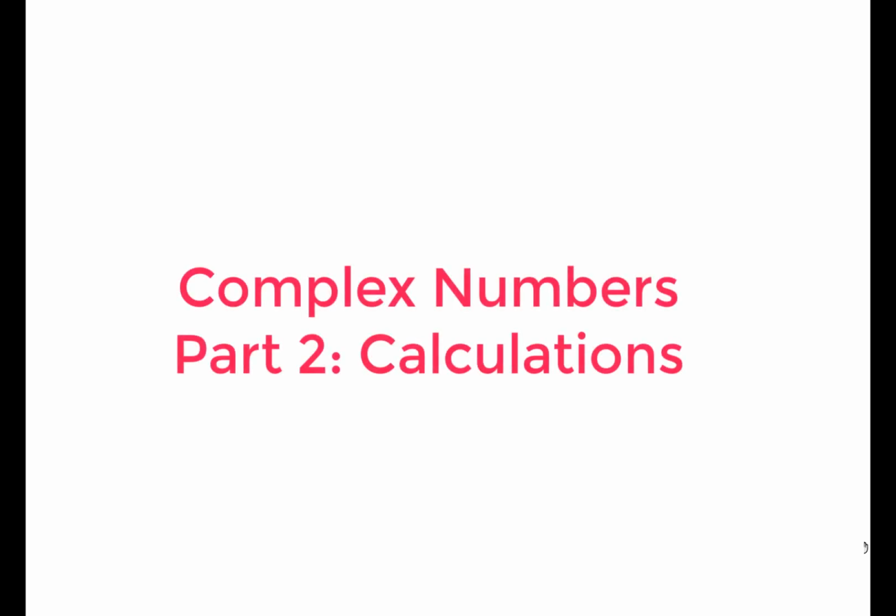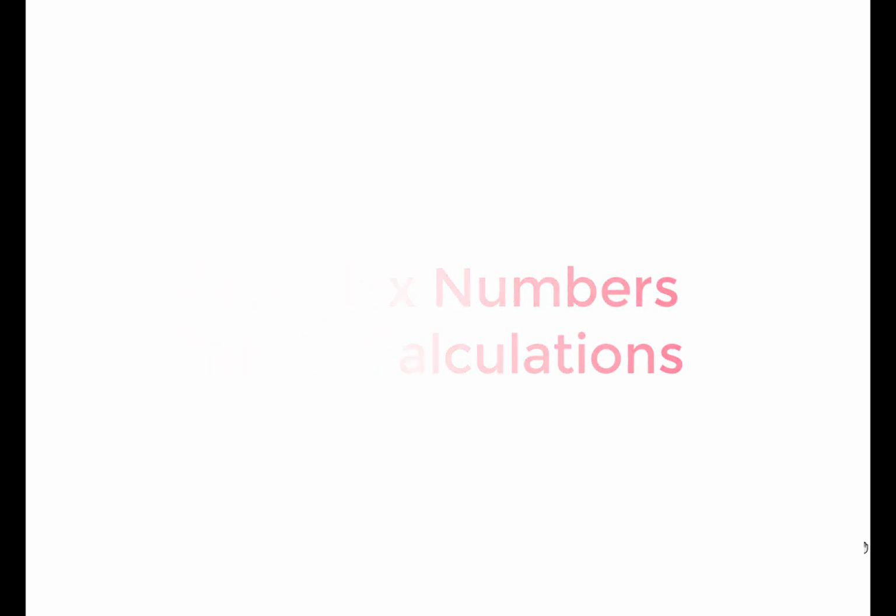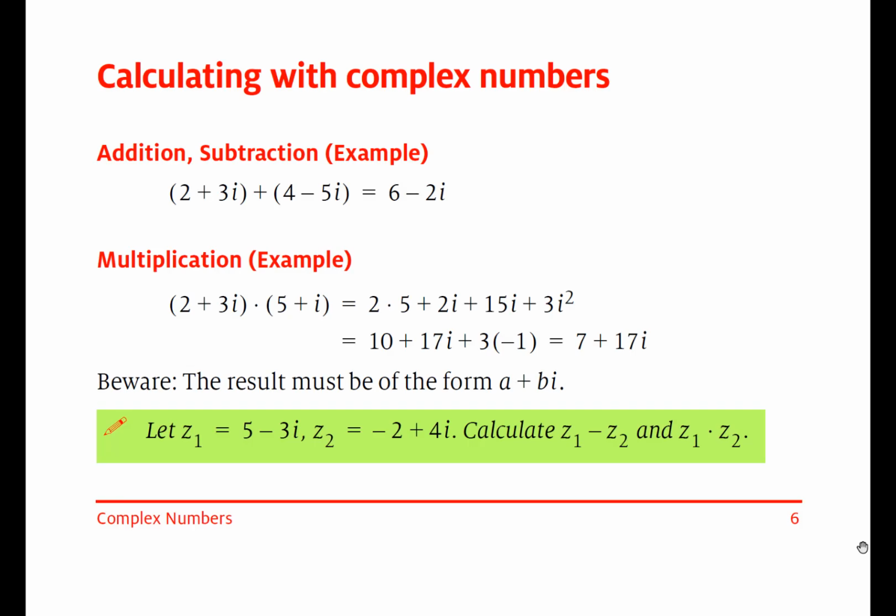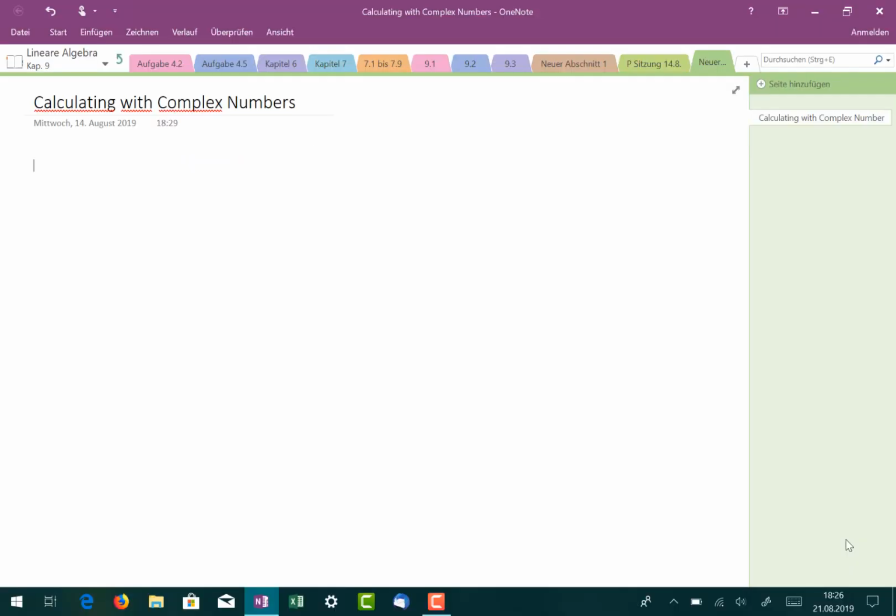In this video, I will show you how to calculate with complex numbers. We will consider the basic operations like addition, subtraction, multiplication, and division. Let's start with addition. We add the two numbers 2 plus 3i and 5 minus 4i.